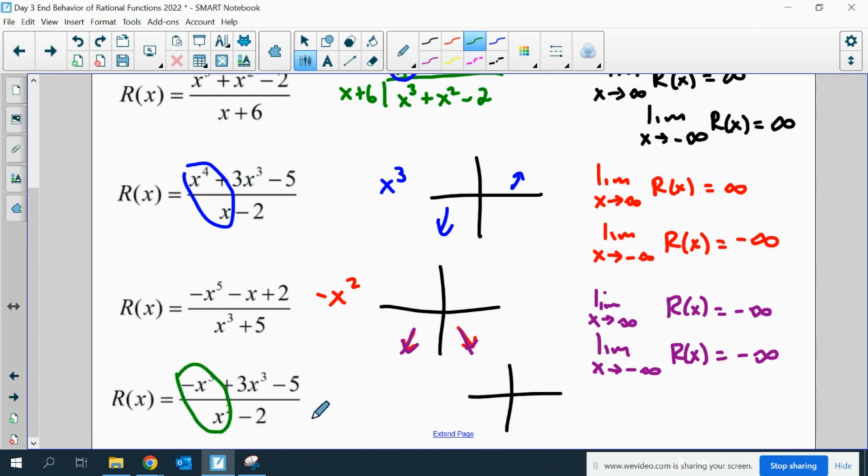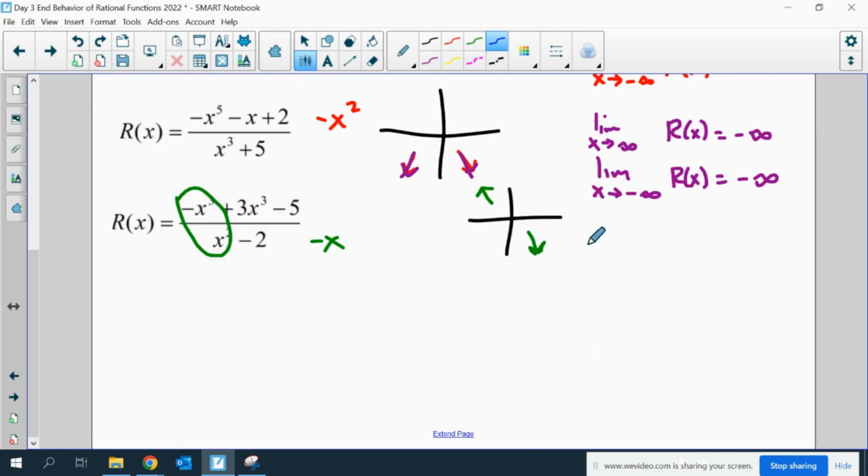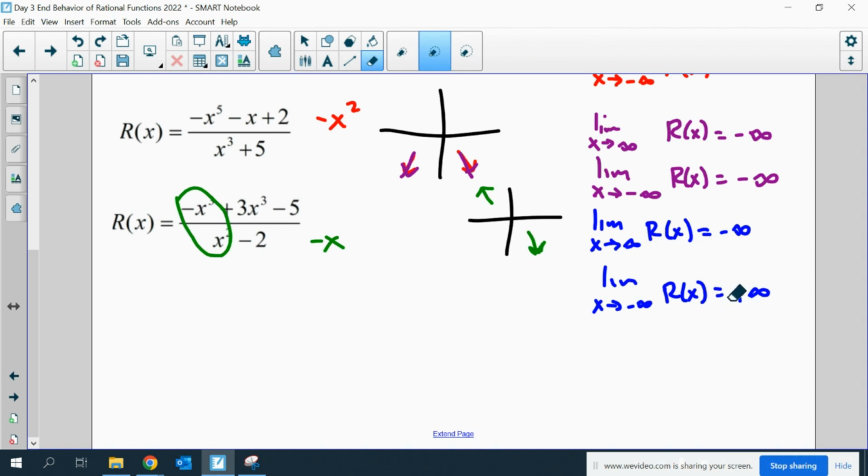If I divide these out, I end up with negative x. It's going to look something like this. So finally, I would do the limit as x approaches positive infinity of r of x would actually be negative infinity, and the limit as x approaches negative infinity of r of x would actually be positive infinity, or just infinity if you don't want to put the positive sign. Because as x goes to the left, the function goes up forever, and as x goes to the right, the function goes down forever.